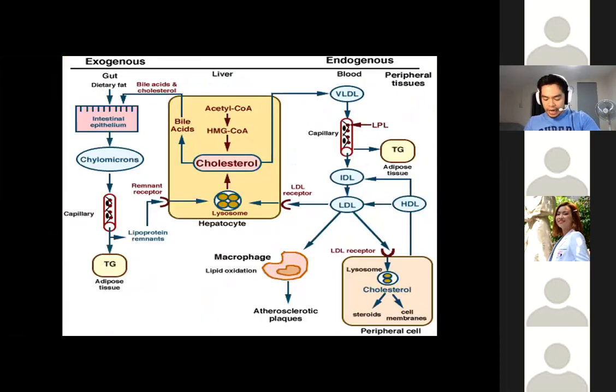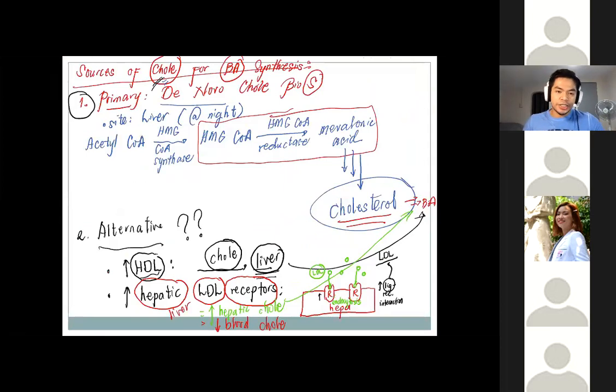So overall guys, these are the sources of cholesterol by the liver for bile acid synthesis. The primary is this one, and then secondary, gagamitin ito pag hindi enough ang primary. Tandaan nyo yan ha, related siya sa drugs mamaya. So alternative sources is to increase HDL and then increase hepatic LDL receptors.